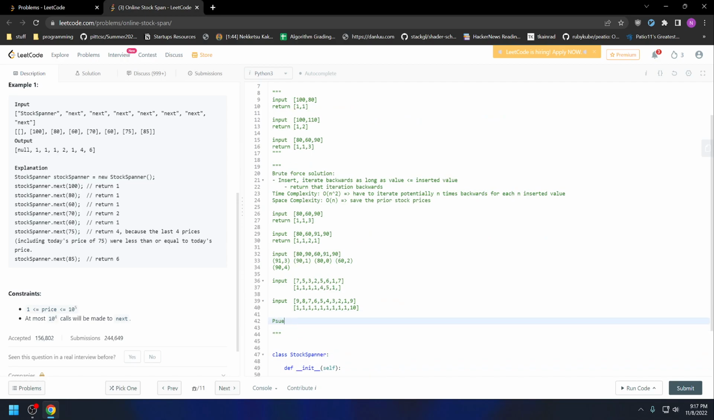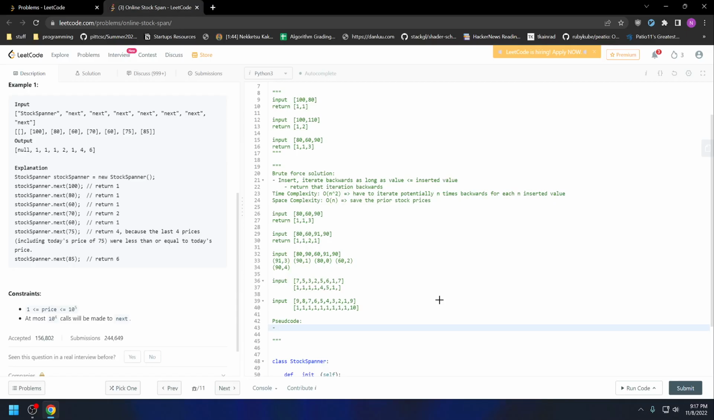So here's my new pseudocode. How am I doing on time? 24 minutes. Oh, that's clearly my poop time. That's okay. It took me a while to find the algorithm, but I found it.